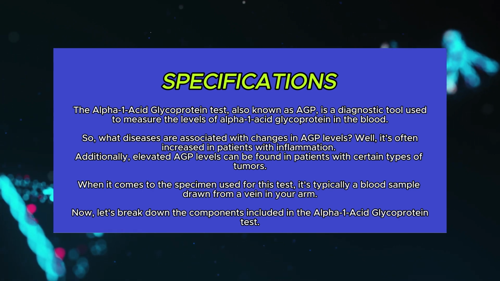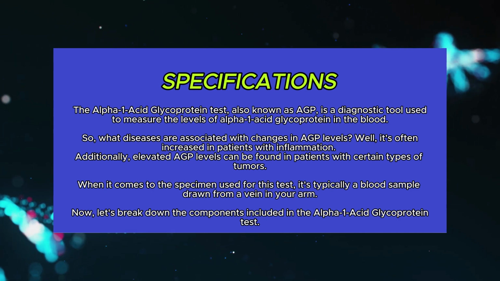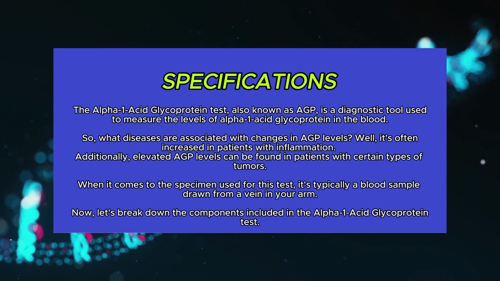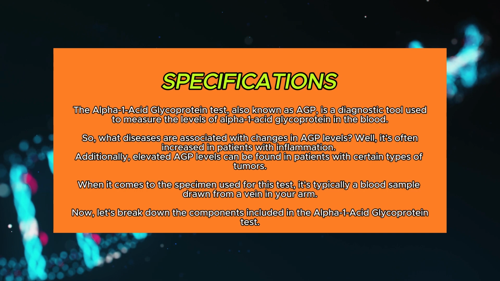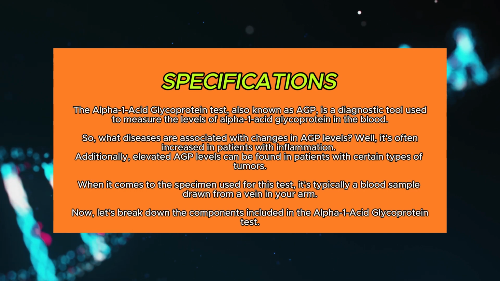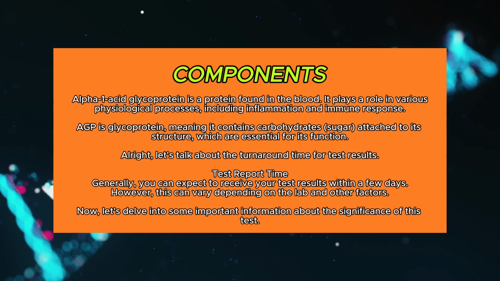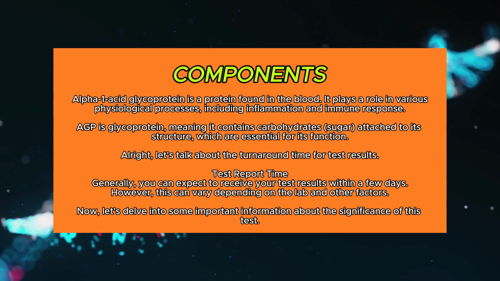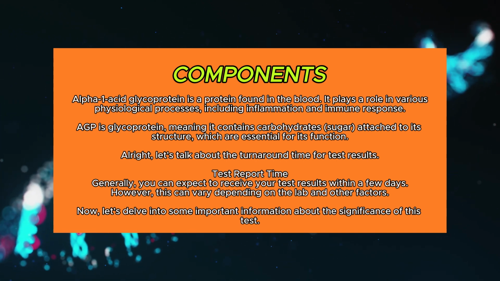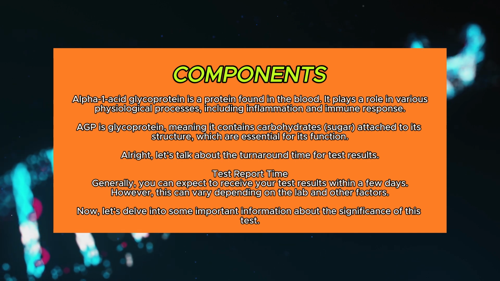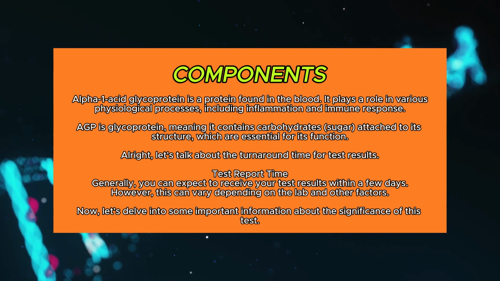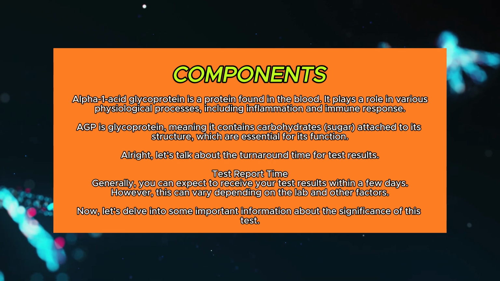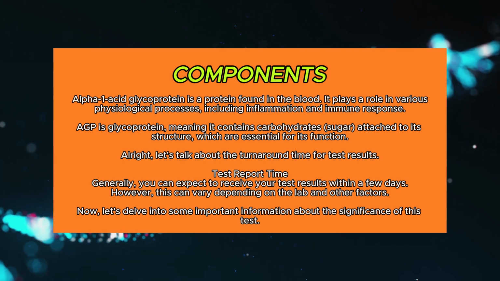When it comes to the specimen used for this test, it's typically a blood sample drawn from a vein in your arm. Now, let's break down the components included in the alpha-1-acid glycoprotein test. Alpha-1-acid glycoprotein is a protein found in the blood. It plays a role in various physiological processes, including inflammation and immune response. AGP is a glycoprotein, meaning it contains carbohydrates attached to its structure, which are essential for its function.